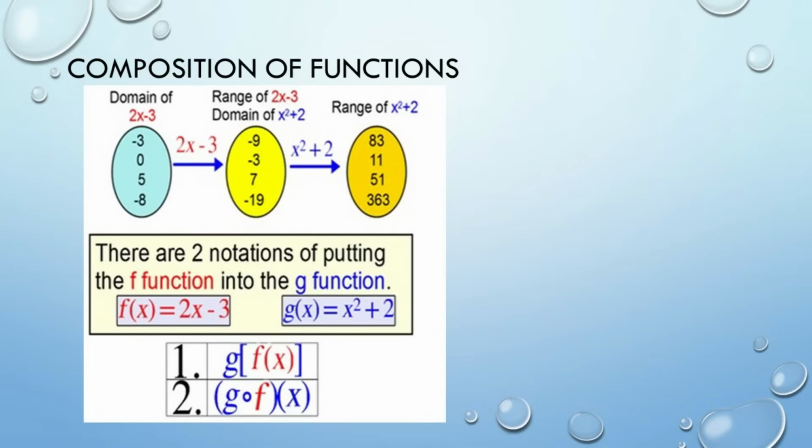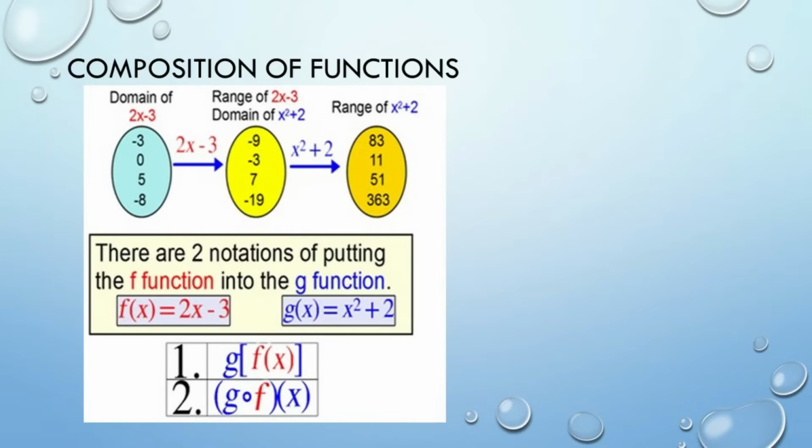Let's define two functions, f(x) equals 2x minus 3, g(x) equals x squared plus 2. From the diagram, you can see the domain of g(x) is the range of f(x). That means when you want to find the composition g of f(x), we input f(x) into g. So simply, instead of the x terms in g, we put the whole function f(x). You substitute it to write the composition function.